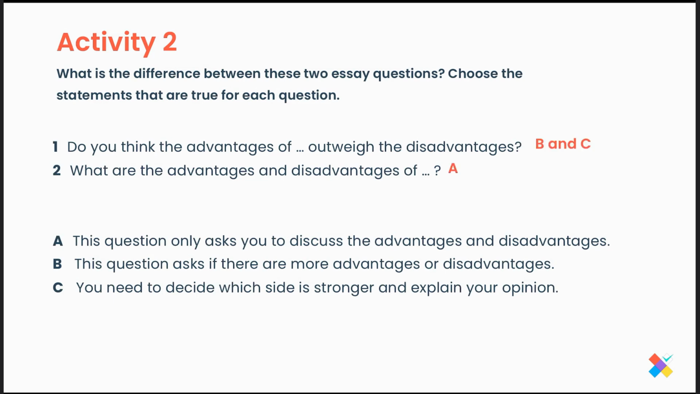Okay, so do you think the advantages of outweigh the disadvantages? This question asks if there are more advantages, and then also you have to decide which side is stronger and explain your opinion. Whereas the second one, what are the advantages and disadvantages? This is simply a classical question of advantages and disadvantages. This is what you have to write, an essay in which you have to present the advantages and disadvantages.